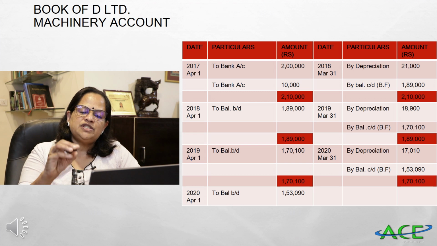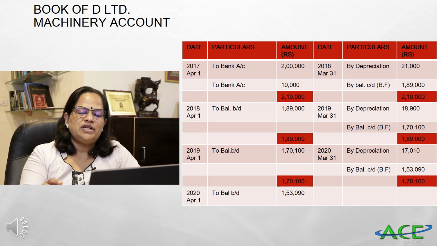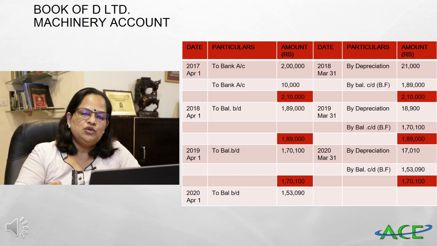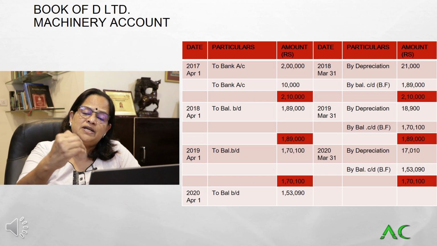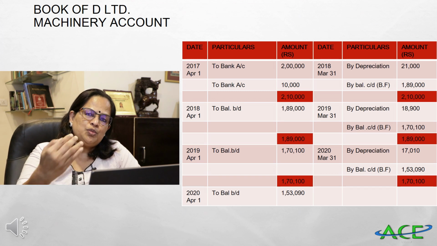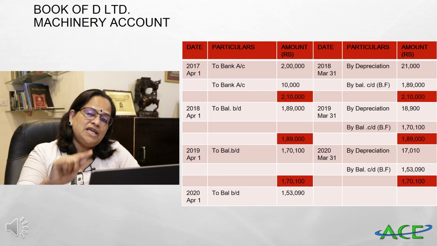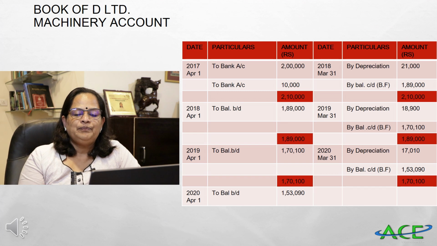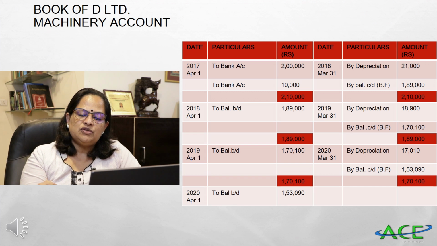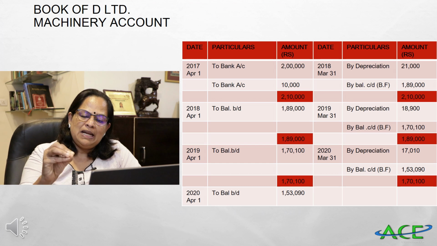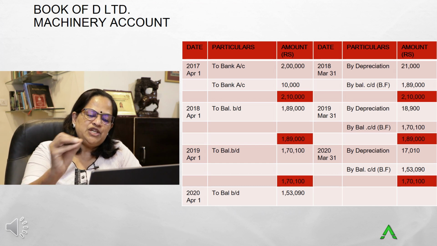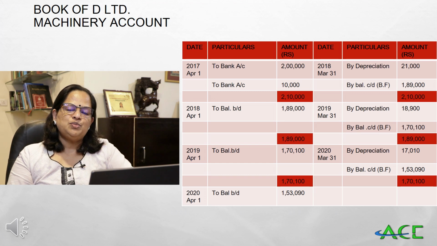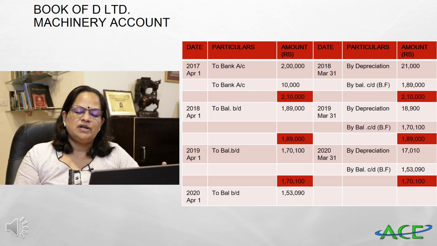2019 March 31st, by depreciation 18,900. This value will reduce. The reason is that depreciation every year as per written down value method will be calculated on the written down value of the asset. The first problem was the straight line method, where the same depreciation will repeat. So by depreciation 18,900. Now when you balance the account, you will get 1,70,100. That you are bringing to the debit side. To balance brought down 1,70,100.